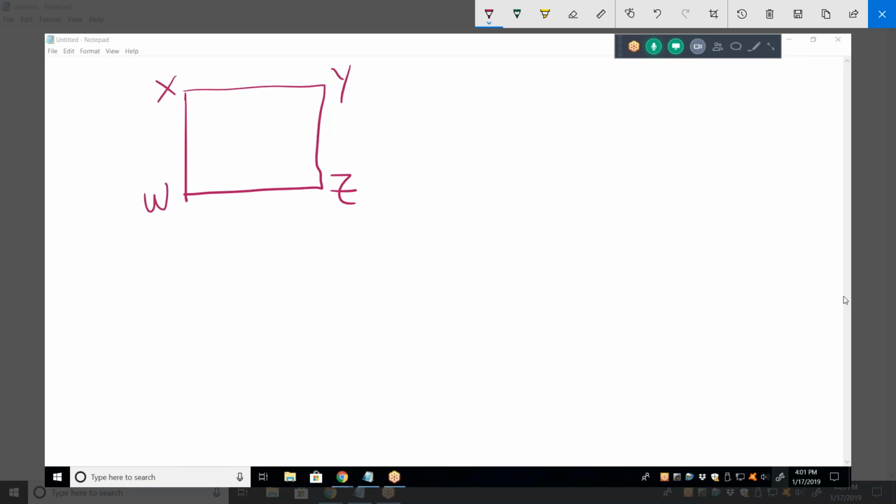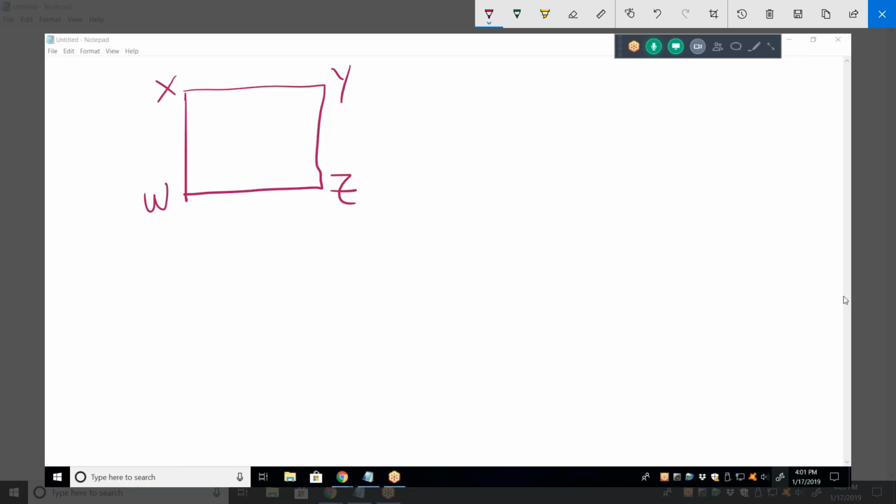Okay. Well, here's our square, right? And they said the measurement of angle W is 50 degrees more than angle X. Well, that's problematic right there, because both of those angles are 90 degrees if it's a square. So I'm a little confused. You sure it's a square?